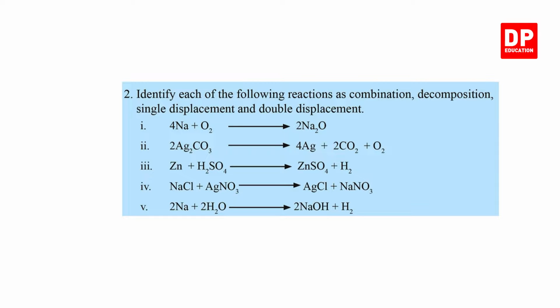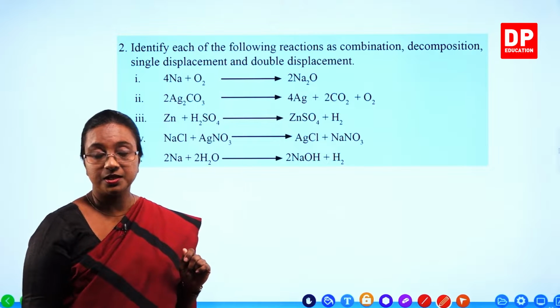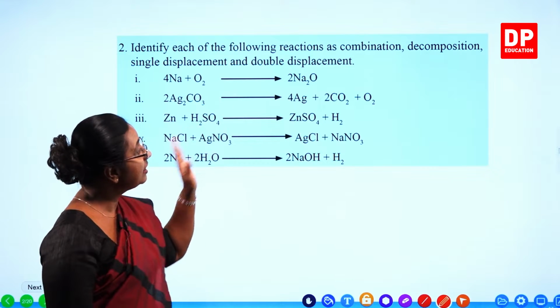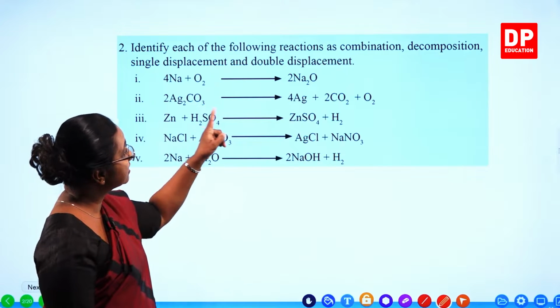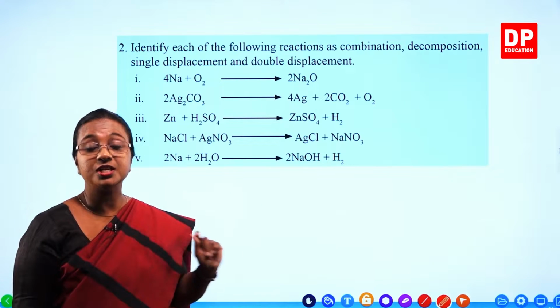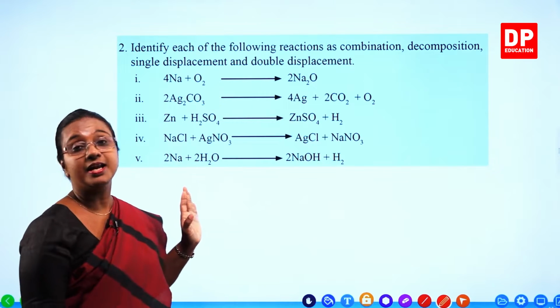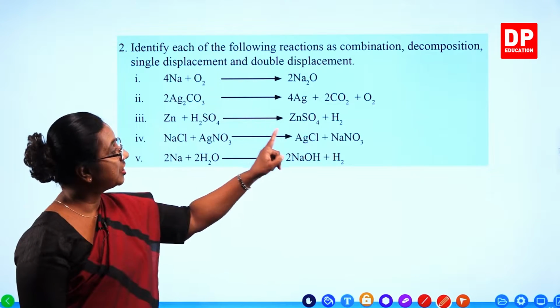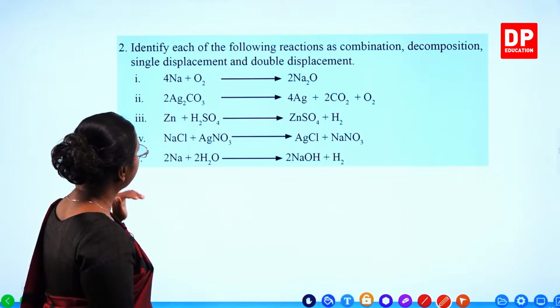Question number 2. Identify each of the following reactions as combination, decomposition, single displacement and double displacement. So here students, normally when we use the terms for the different reactions, we call it as chemical combination reaction, chemical decomposition reaction, but you can identify it as combination and decomposition. So they want us to identify these.